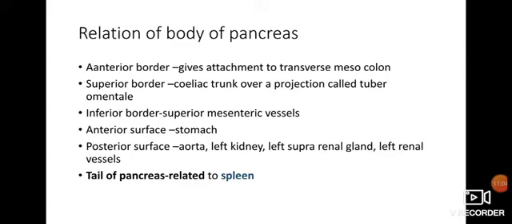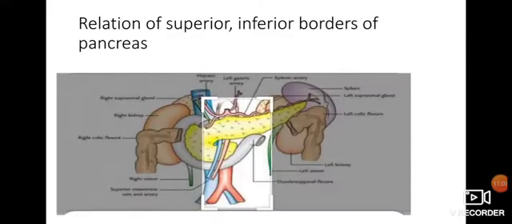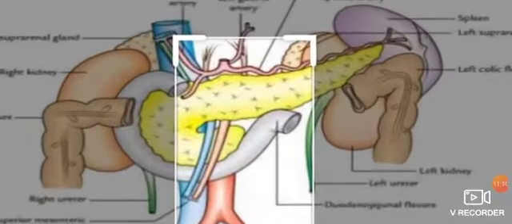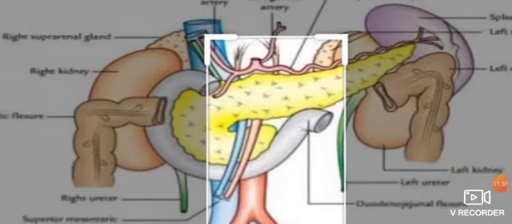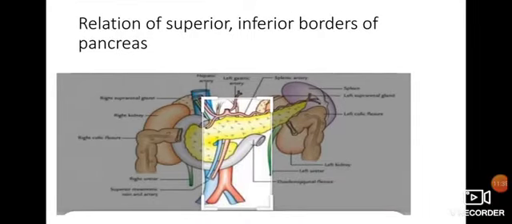Then the superior border has an artery. The superior border has a projection which is called the tuber omentale. See, there is a projection on the body along the superior border. This is called the tuber omentale, and above the tuber omentale an artery is present. That artery is the celiac trunk. This is the superior border relation. Inferiorly, again superior mesenteric vessels. This is the inferior border. The inferior border has the superior mesenteric vein and artery. So, we have seen the superior border, inferior border, anterior border.